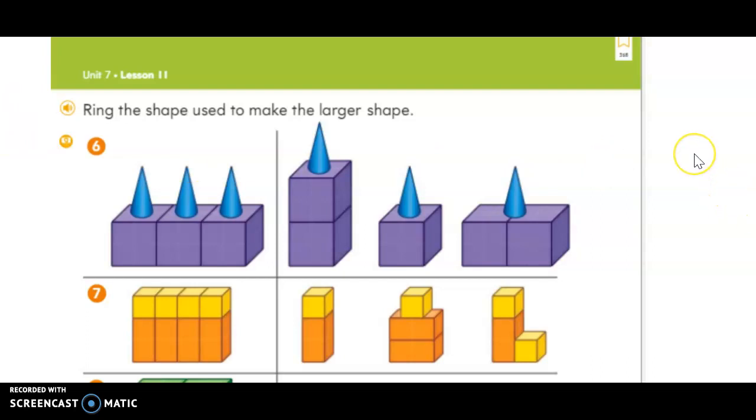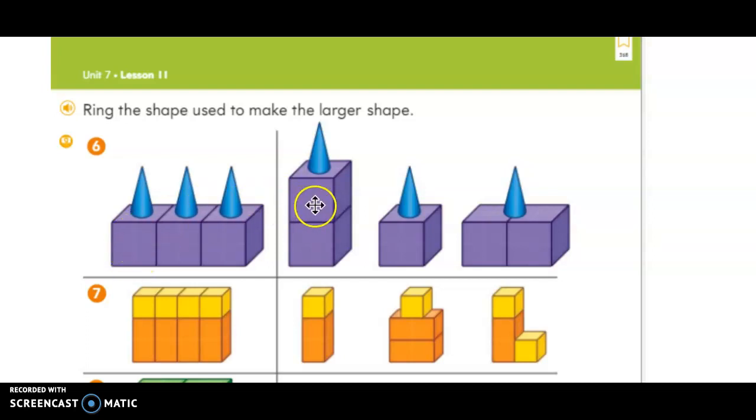Okay, last thing we have is the back of your workbook page, which is 316. And we are supposed to ring the shape that is used to make the larger shape. So here you can see this is an individual shape, this is the individual shape, this is the individual shape, but they're all put together and they're making that larger shape. But what is the basis? Like, what is the basic shape that was composed?